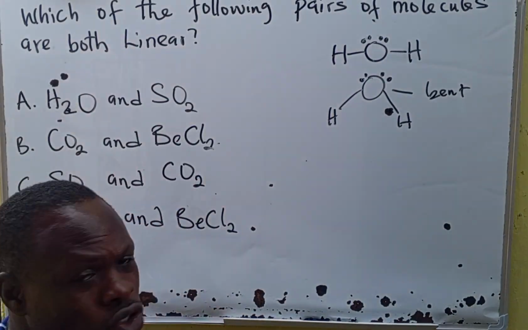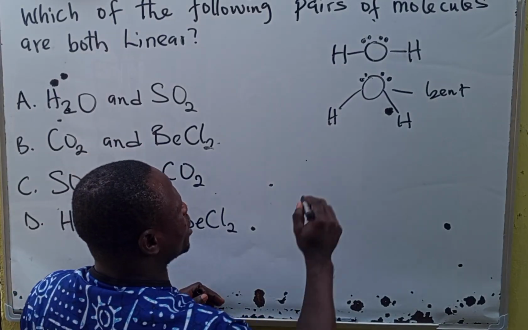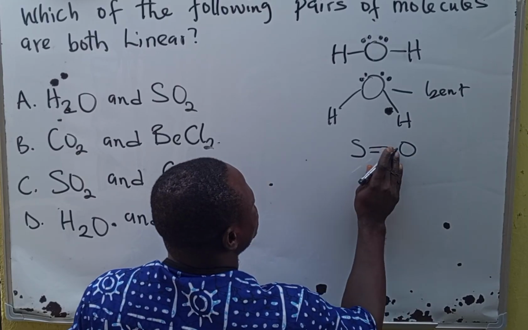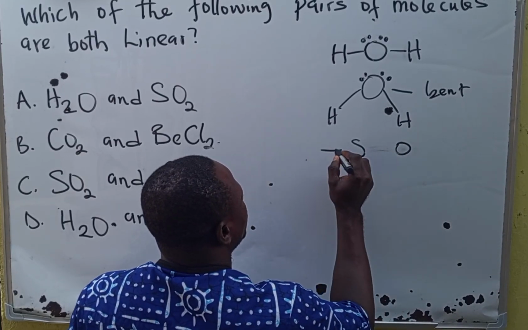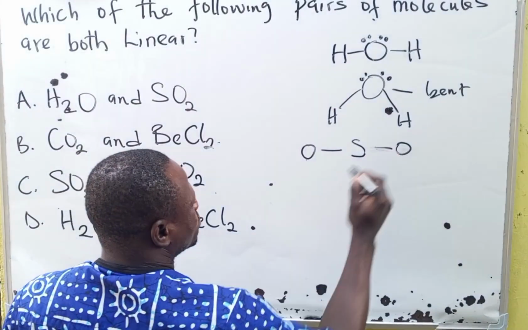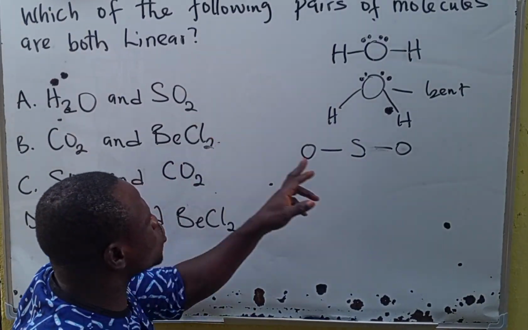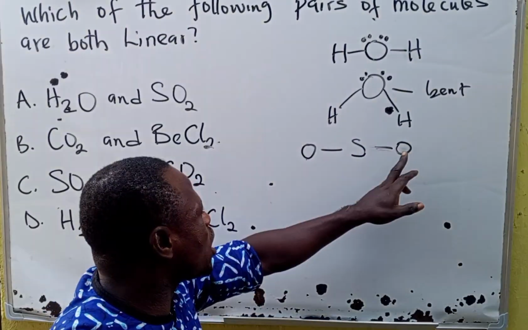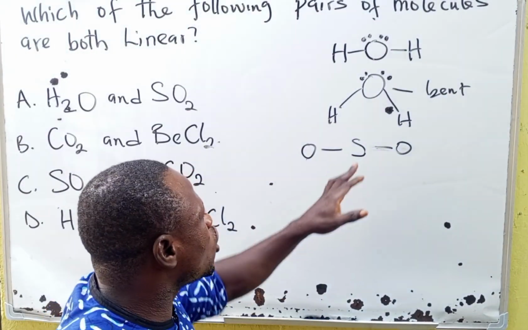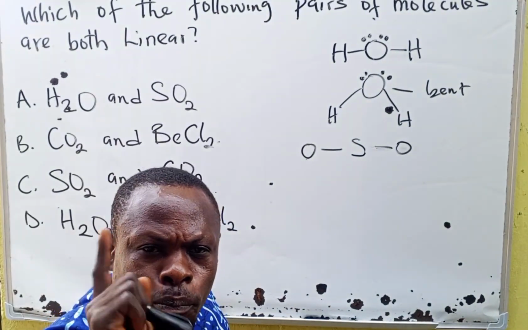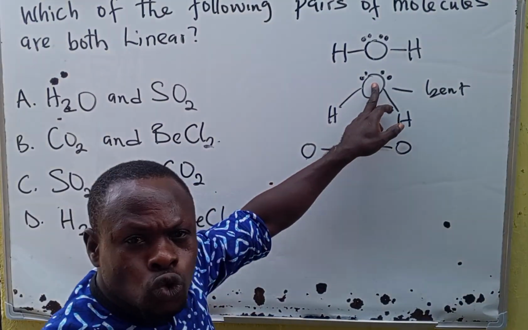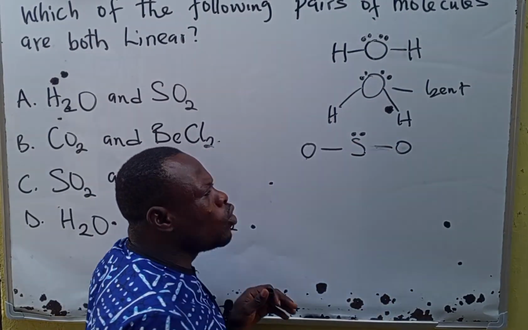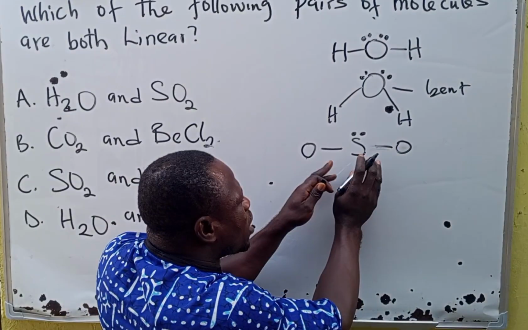Now let's proceed to sulfur dioxide. Sulfur is the central atom S, and we have oxygen on both sides. Sulfur has 6 valence electrons, and oxygen also has 6 valence electrons. Therefore, there is only one lone pair of electrons. Water has two lone pairs, but this one has only one lone pair of electrons.